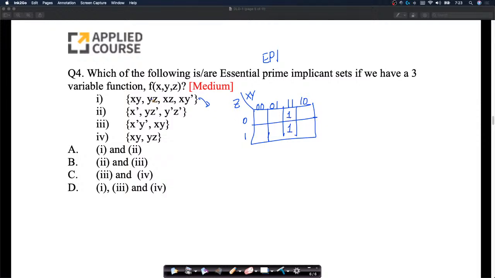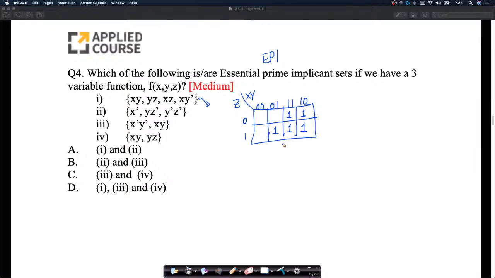Then we have YZ. So where is Y equals 1? Y equals 1 here, Z equals 1 here. So YZ is these two cells, right? Similarly, what do we have? We have XZ. X equals 1 is basically these 4, and Z equals 1, so this and this, right? Then you have XY', which means X should be 1 and Y should be 0. So X is 1, Y is 0, so these two cells, okay?